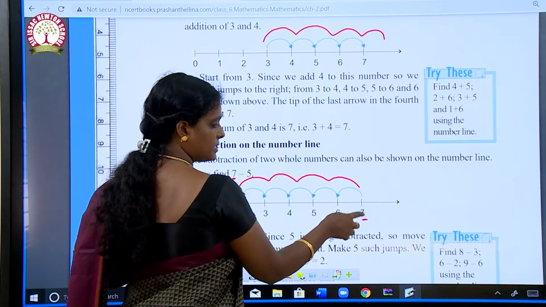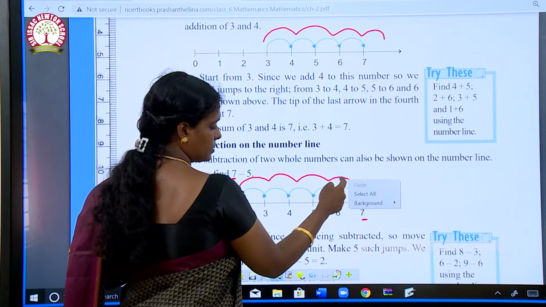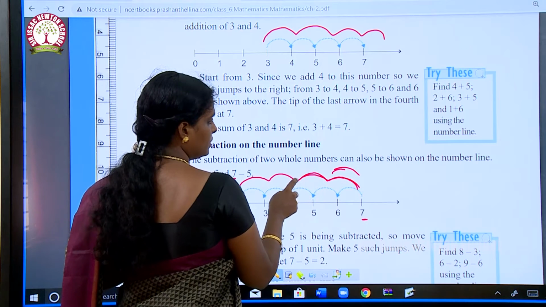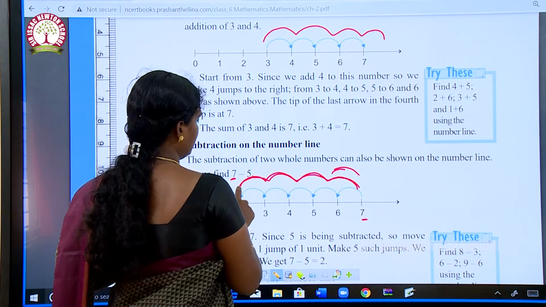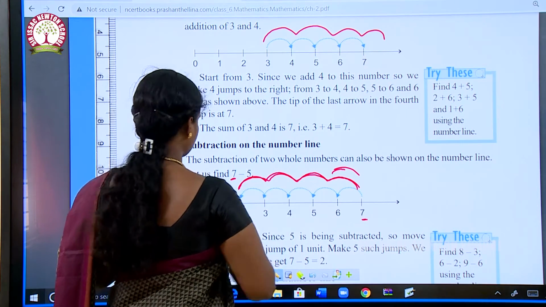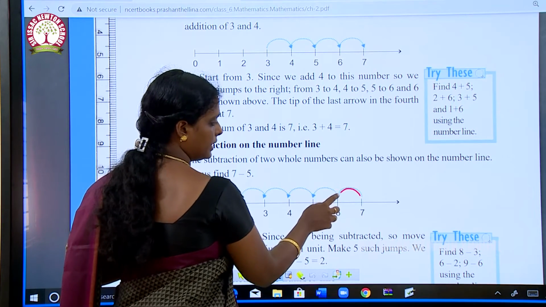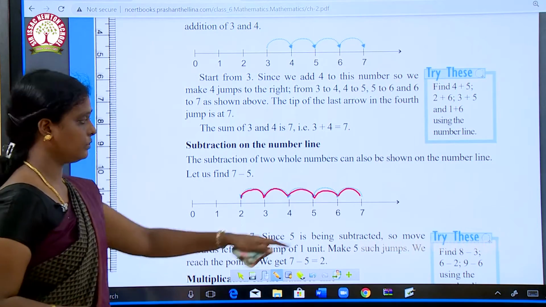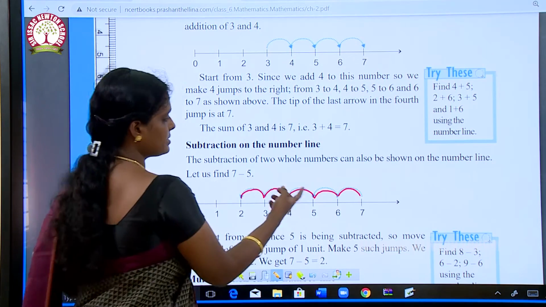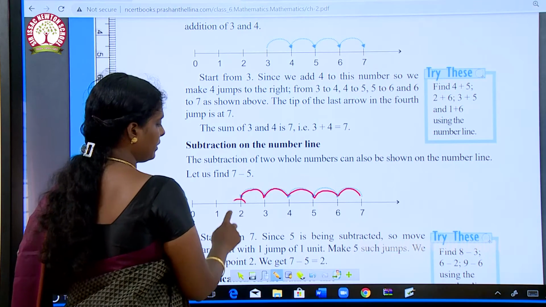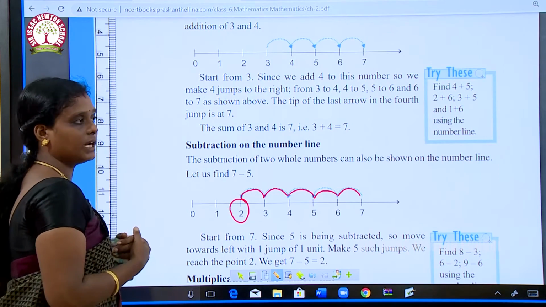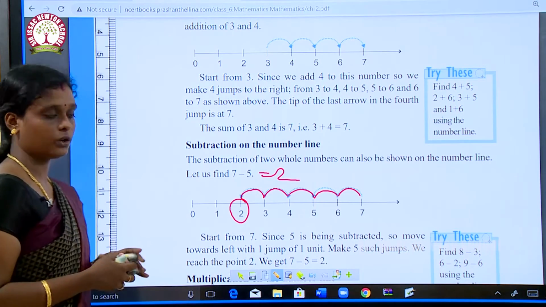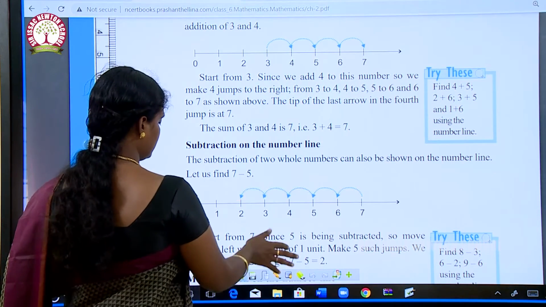So I am starting from 7 and I am going to jump on the left side. 1, 2, 3, 4 and then 5. We have to jump 5 steps towards the left side. So I reached 2. So 7 minus 5 is 2. So the answer is 2. I hope you understood this.